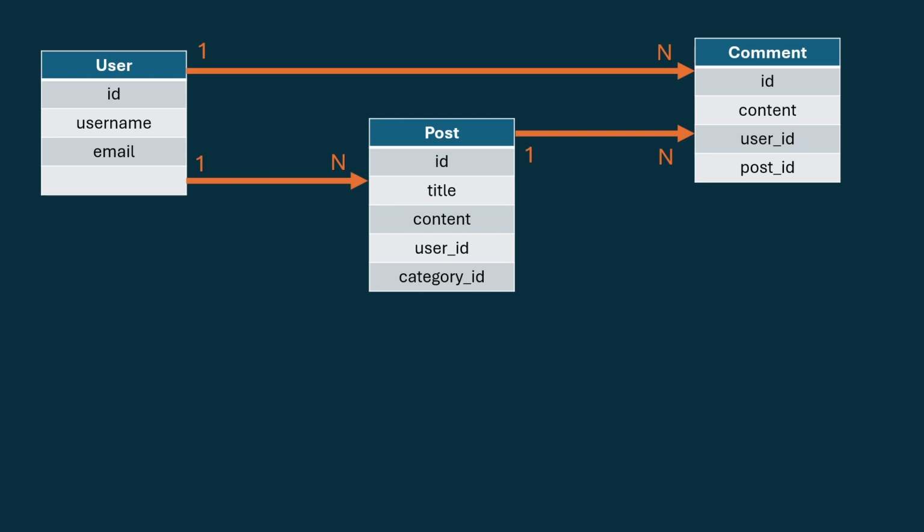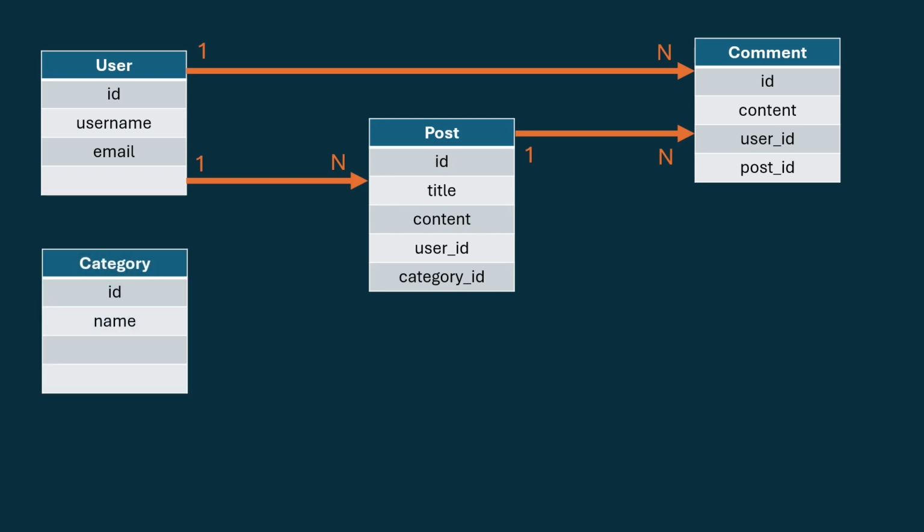So next up, we'll go ahead and create the category table. This will have an ID and a name for the category. And this will be a one-to-many relationship to our post table. Each category can have as many posts associated to it as we want, but each post will only be under one category at a time.